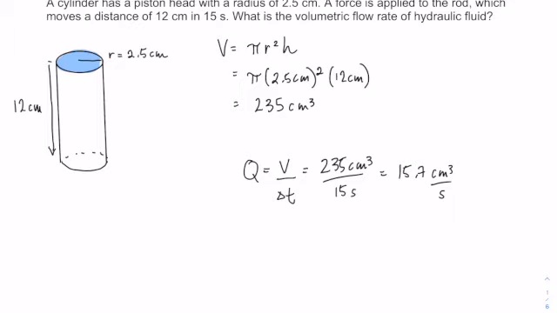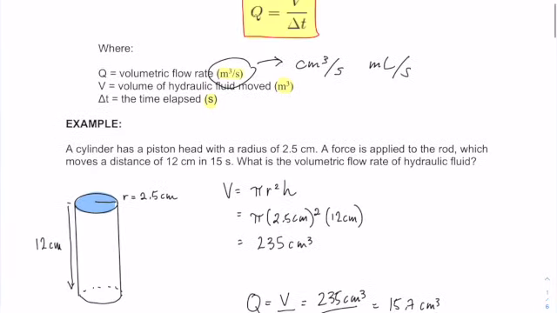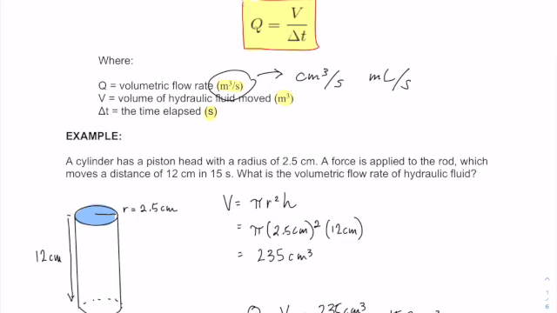Now, remember when we talked about the volumetric flow rate, we had the units measured in meters cubed per second. I also want to note that you can also do this in centimeters cubed per second for smaller volumes of liquid, or you can do it in milliliters per second. So this also works.